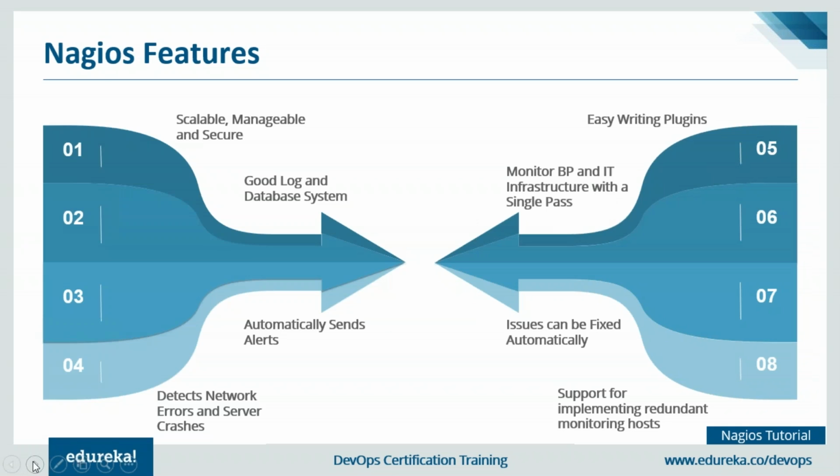Now, let us see various features of Nagios. Let me take you through all these features one by one. It's pretty scalable, secure, and manageable as well. It has a good log and database system. It automatically sends alerts, which we just saw. It detects network errors and server crashes. It has easy-to-write plugins. You can write your own plugins based on your requirement and your business need. You can monitor your business process and IT infrastructure with a single pass. Issues can be fixed automatically, if you have configured it in such a way. It also has support for implementing redundant monitoring hosts. I hope you have understood these features. There are many more, but these are the pretty attractive features, and this is why Nagios is so popular.